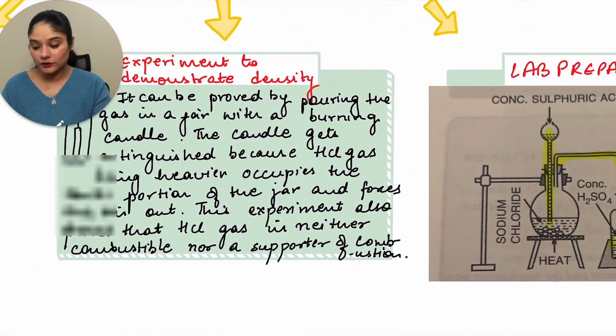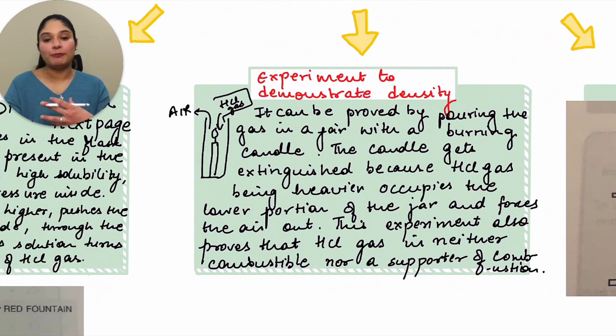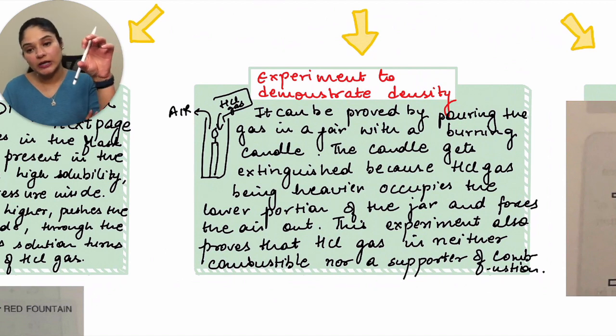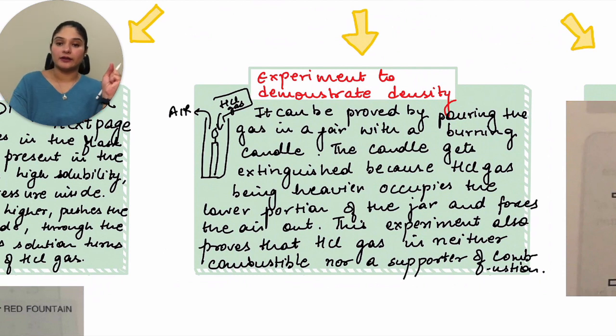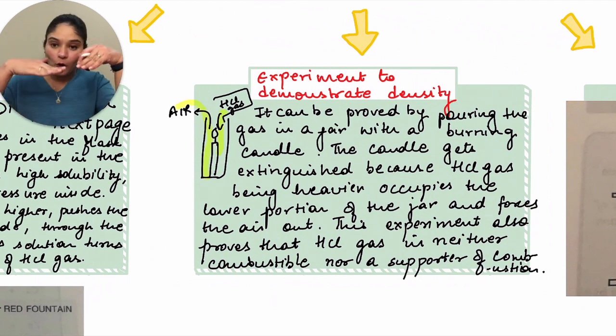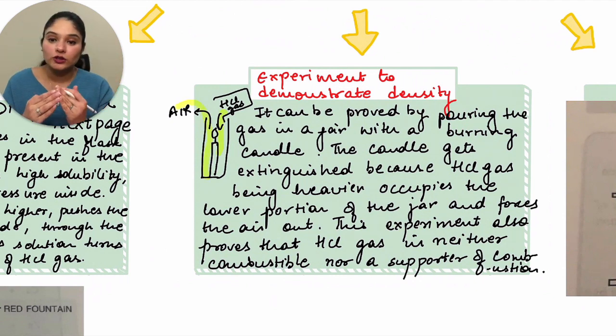Okay, let's move to the next part. This is an experiment to demonstrate the density of HCl gas, that it is heavier than air, it is denser. So what we are doing, we have a beaker, we have a jar which is open from the top, you have a candle burning, and from a side you tilt in a beaker with HCl gas in it. So HCl gas goes in and slowly displaces air out. So it throws out air and takes up all the space in the jar. Eventually the candle that was being lit will get extinguished, it won't be lit anymore.